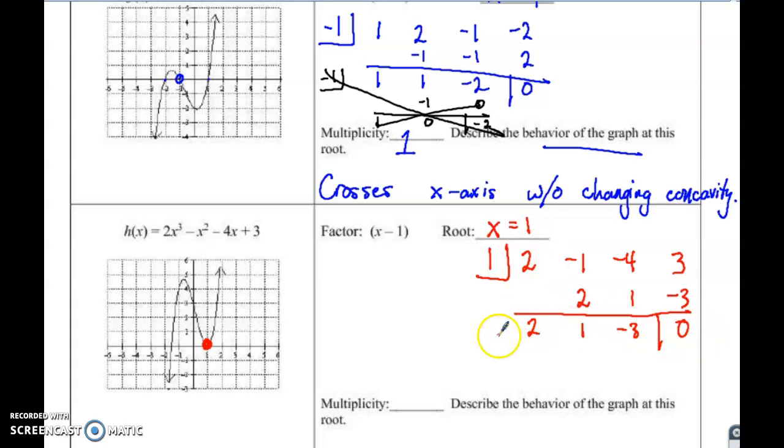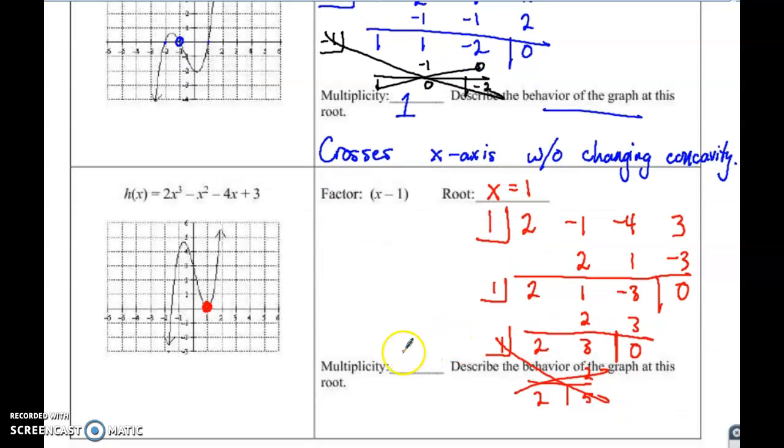Okay, so it definitely happens at least once. Let's see if it happens again. Bring the 2 down. Add, multiply, add. Okay, so there's twice. Let's try it a third time. If you try it a third time, didn't get a remainder of 0. So that third time did not work, did not count. So its multiplicity is 2.